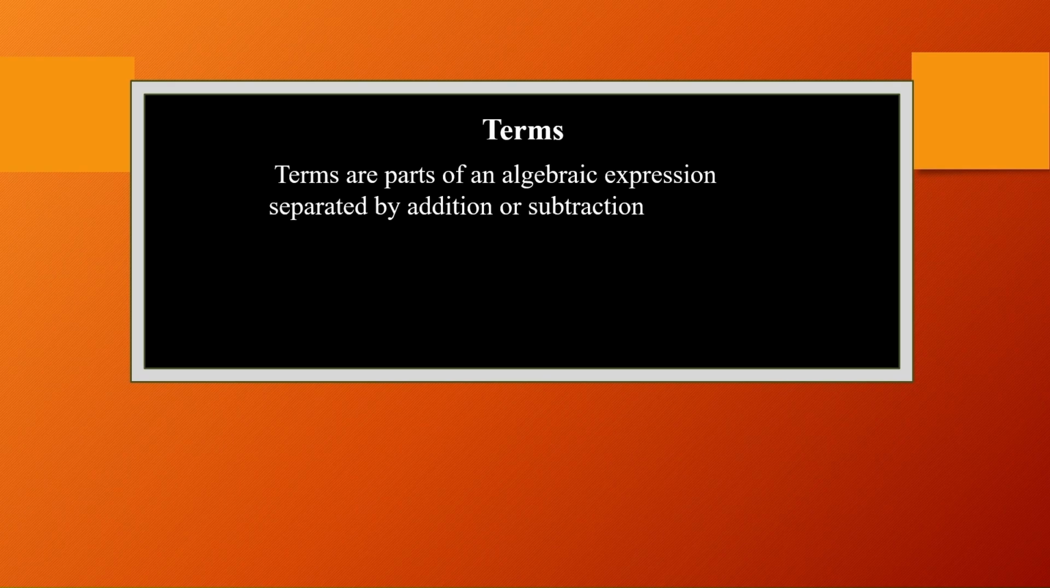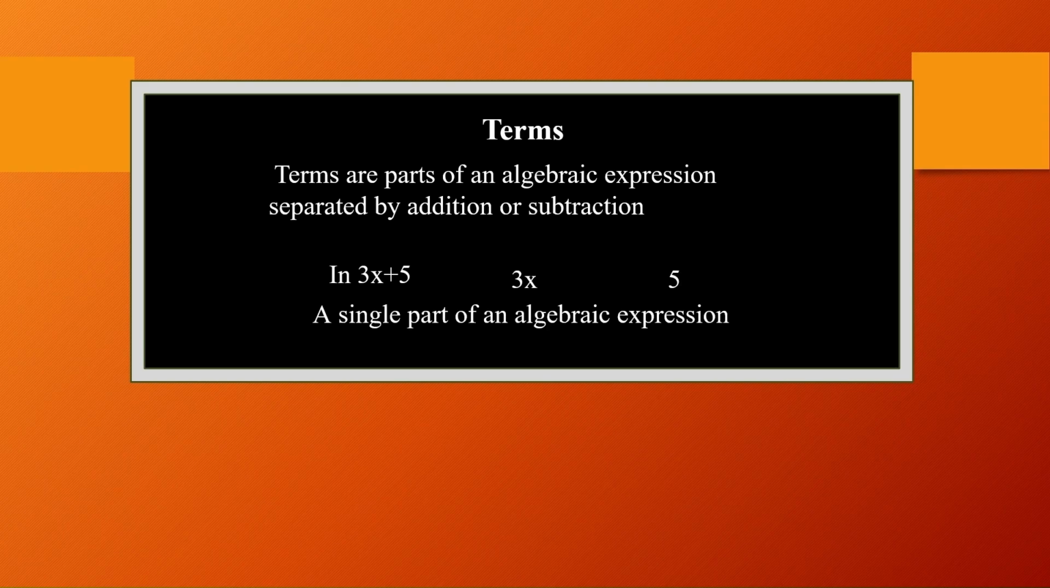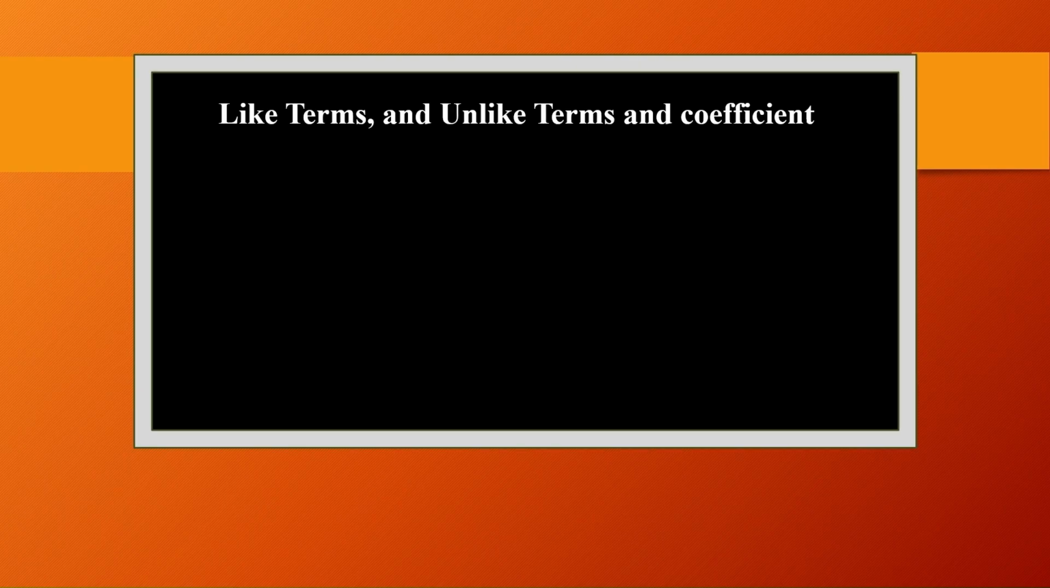Now what are terms? Terms are parts of an algebraic expression separated by addition or subtraction. In 3x plus 5, the terms are 3x and 5. A term is a single part of an algebraic expression. We know what terms are. Now let us try to understand what are like terms, unlike terms, and coefficient.